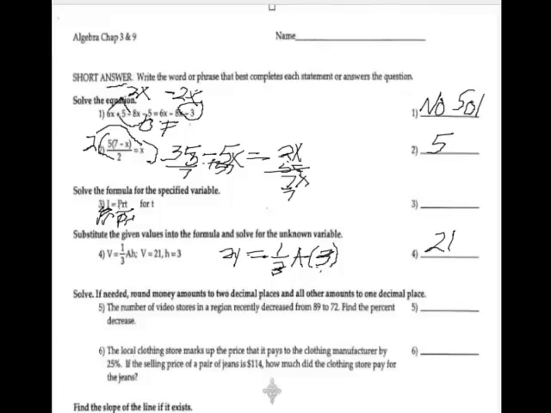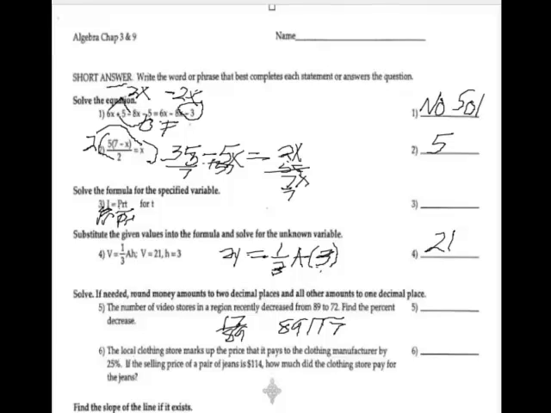The number of video stores to 2 decimal places, right? And all amounts to 1. Money to 2. Well, this would just be 1 decimal then. Find the percent decrease. An increase and decrease problem means that it went from 89 to 72. Well, that's 17, and that's of course over 89. And you just have to do that division, 17 by 89. And as you do that division, I'll leave that to you.